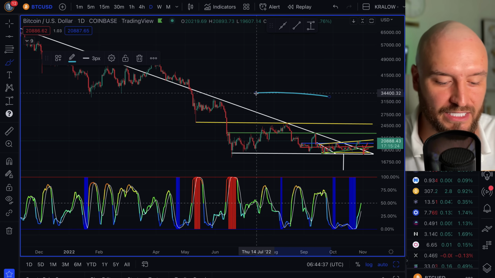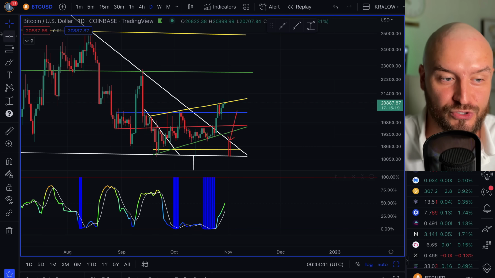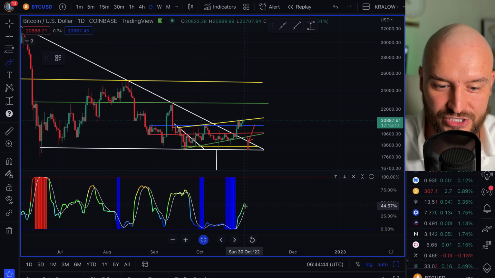So here, what we are seeing, if we go to the daily chart and take a look at BBWP, the indicator that measures the volatility, we're going to see that the expansion phase has begun.